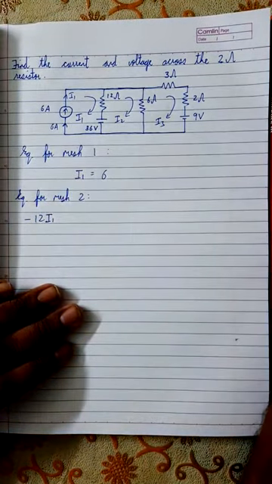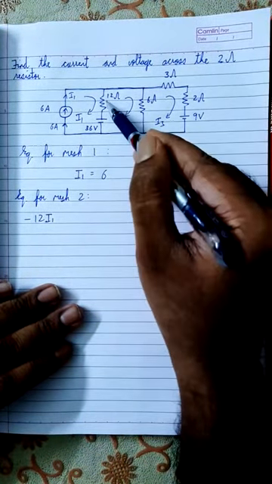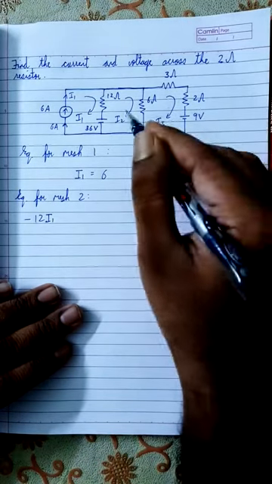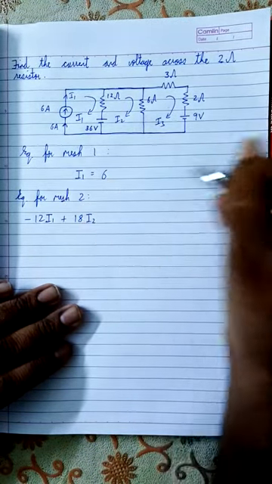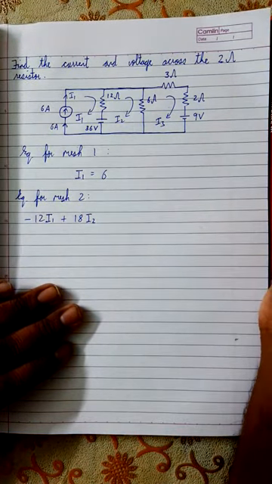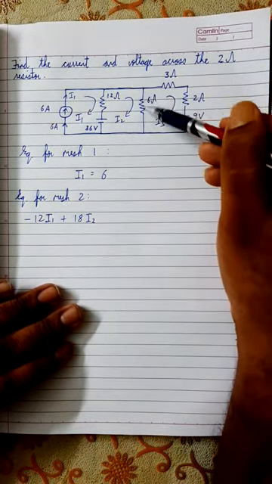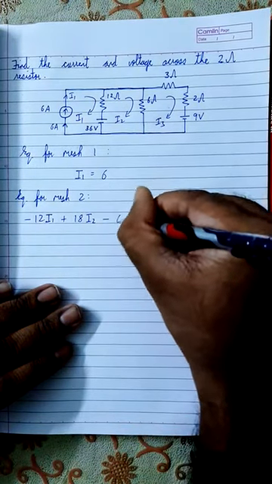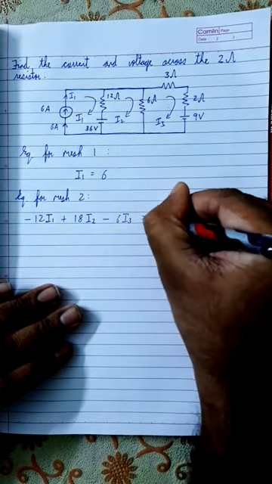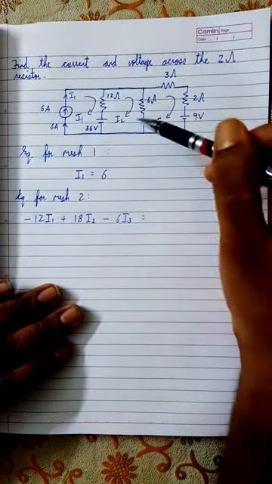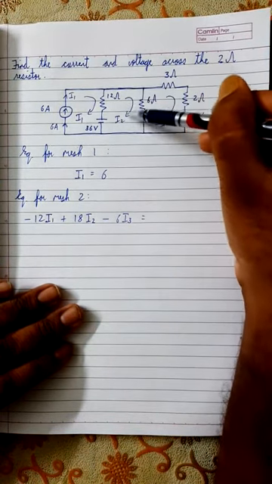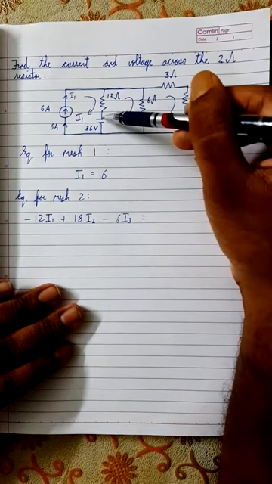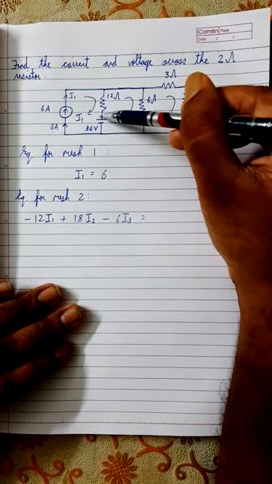And what about I2? I2 is touching this 12 ohm and this 6 ohm, which means 12 plus 6, 18. So plus 18 I2. And what about this I3? This I3 is touching this 6 ohm resistor, so it will become minus 6 I3 is equal to, now it's time for the voltage source. If you look at this voltage source, this I2 is flowing in this direction, clockwise, and this positive terminal is supplying I2, right?